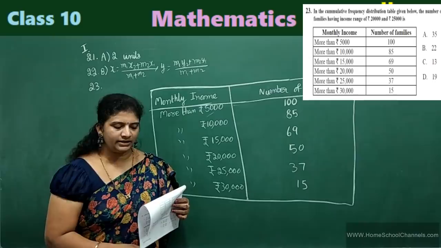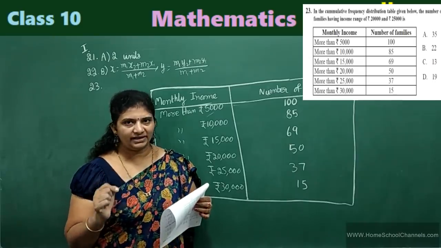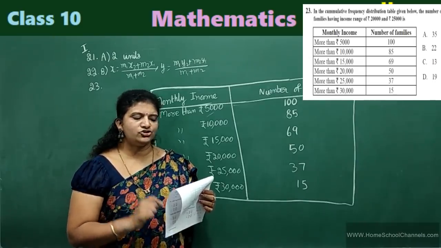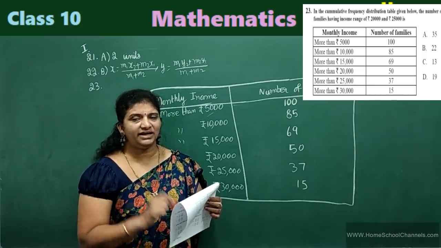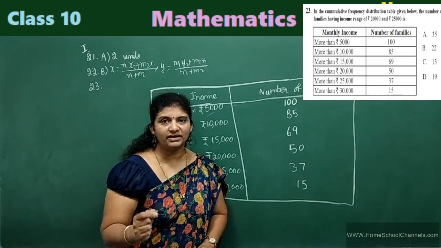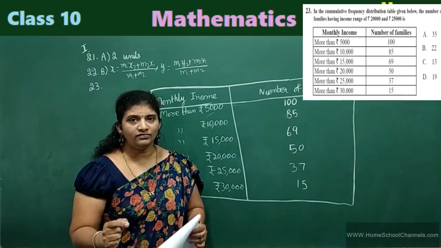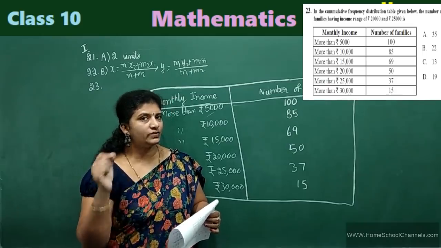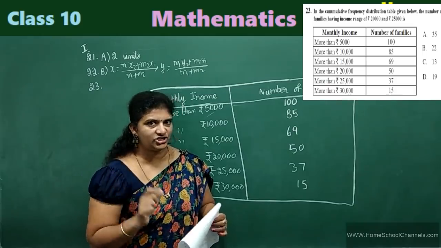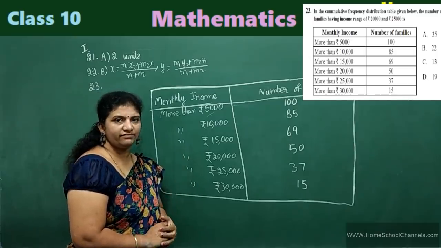Observe the question here. The number of families having income range of 20,000 and 25,000. How many families get an income of 20,000 rupees to 25,000 rupees is your question. So observe the table carefully.